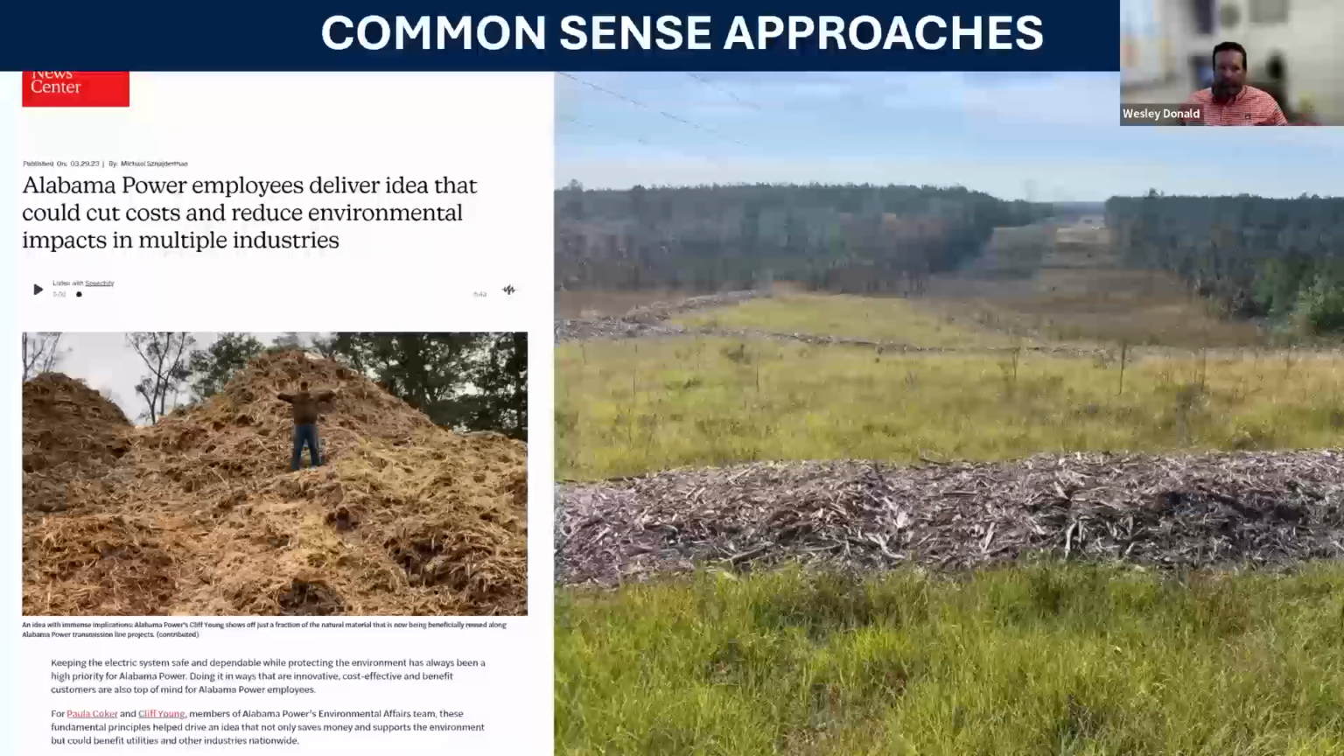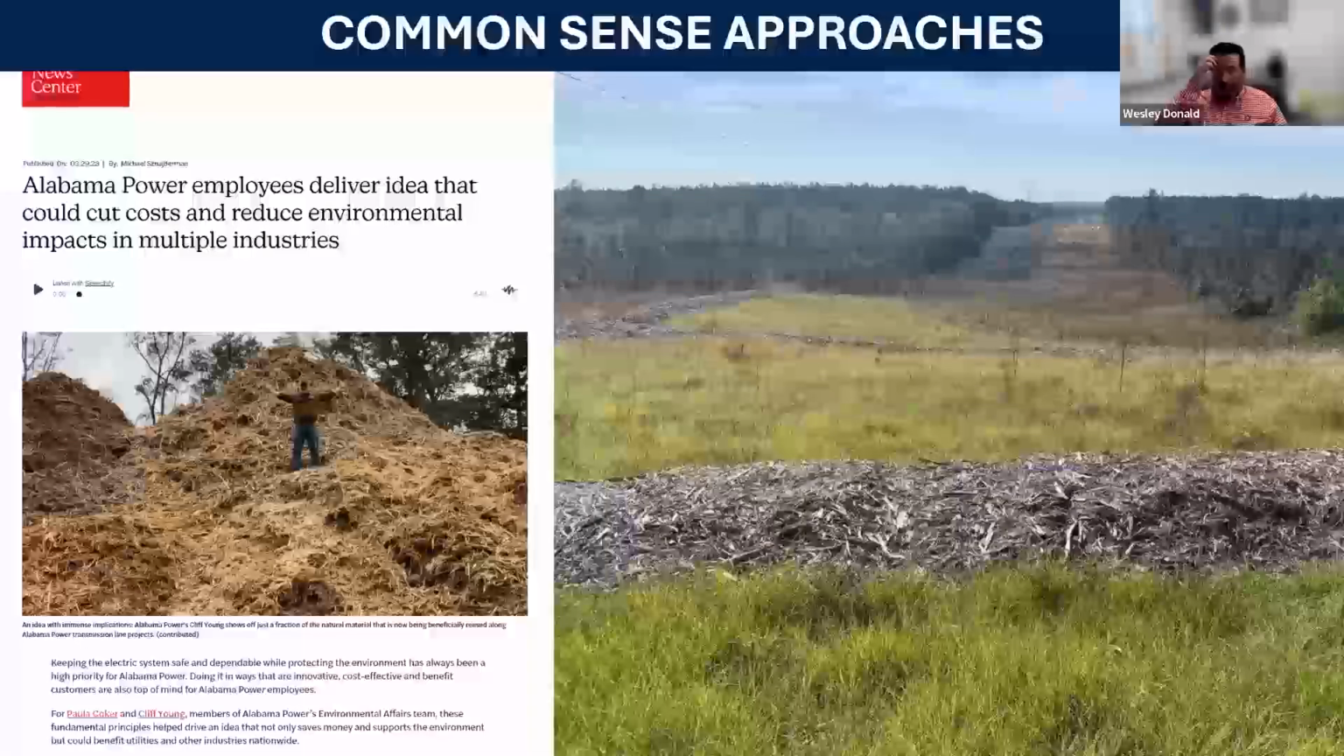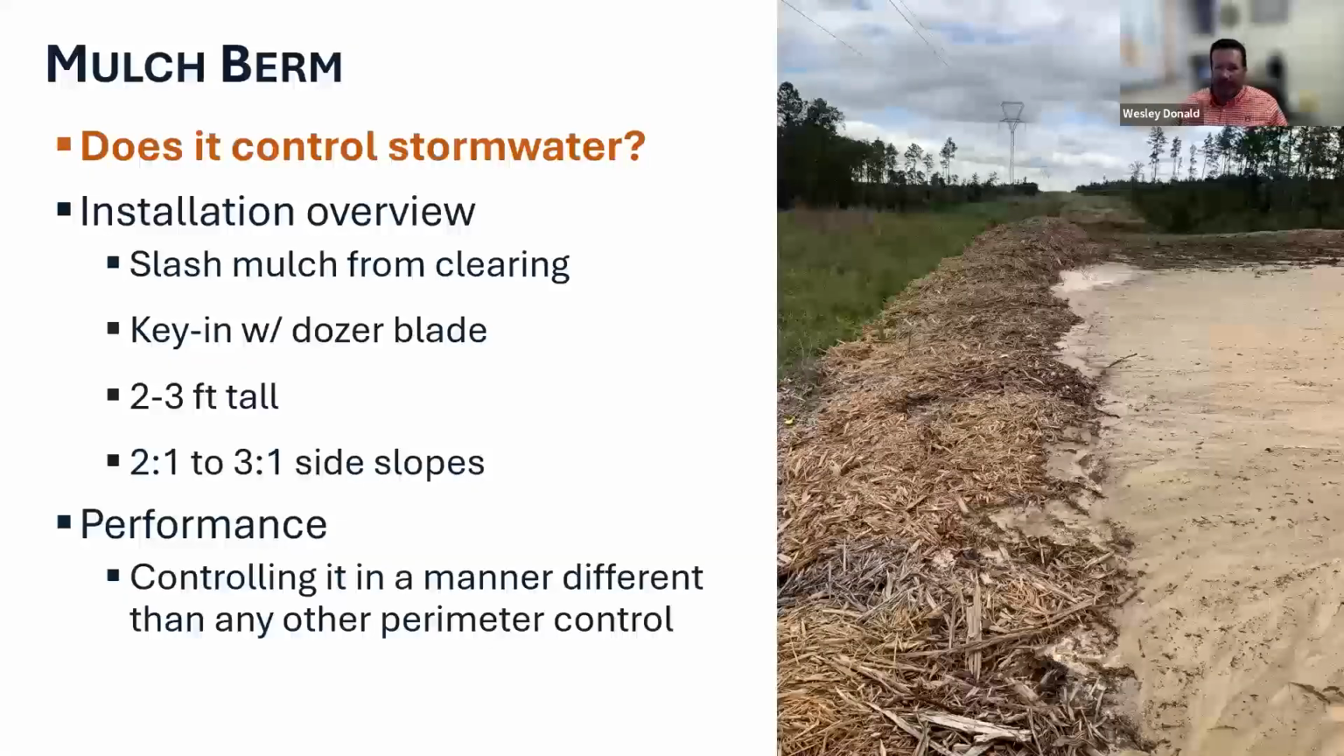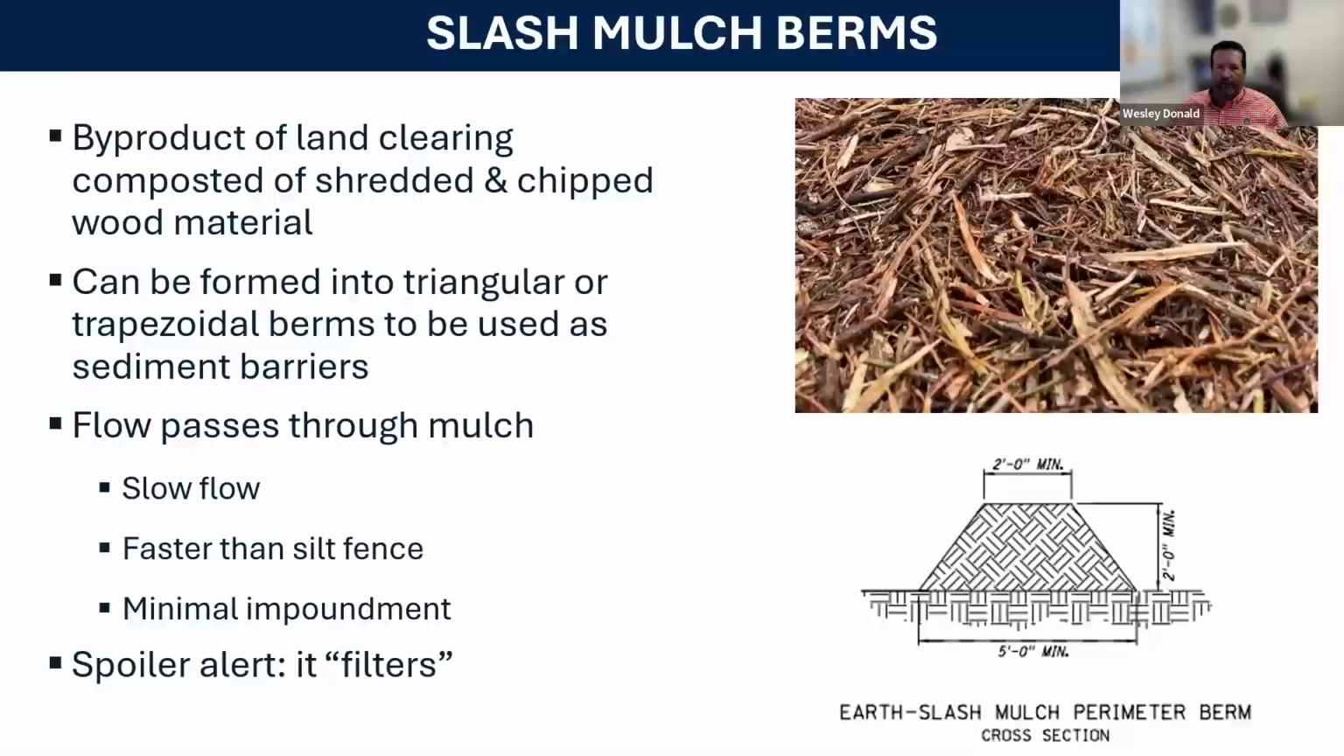Common sense approaches: we don't have to use silt fence all the time. Alabama Power came to us and said, we've got a lot of slash mulch from these utility projects. We don't want to waste this natural resource, and it's also good business not to have to haul it off. So can we use this as a sediment barrier? Looking at their pictures, it looks like by intercepting flow, they're able to capture sediment very easily. So we took these mulch berms and put them in our project test area, and we found that the flow passes through the mulch, but it does it very slowly. There's minimal impoundment, and it discharges faster than silt fence.